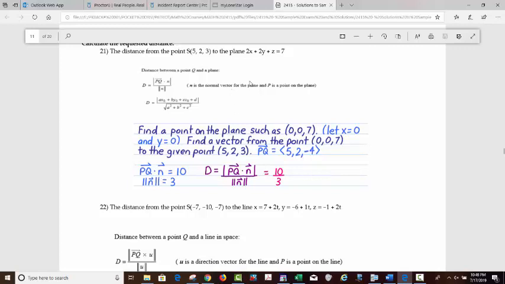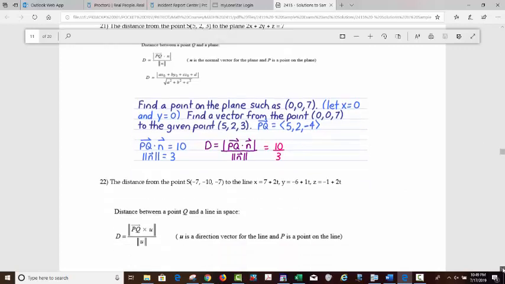So then the magnitude of 2, 2, 1, I didn't show the work here, but it would be the square root of 4, 4, 1. Add those up, you'll get 9, and the square root of 9 is 3. So that's where the 3 came from. And then we have 10 over 3 is the distance from that point to the plane. All right, pretty straightforward formula.